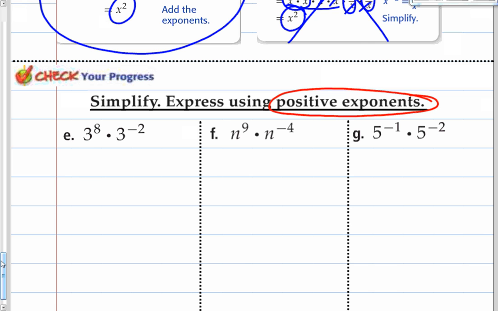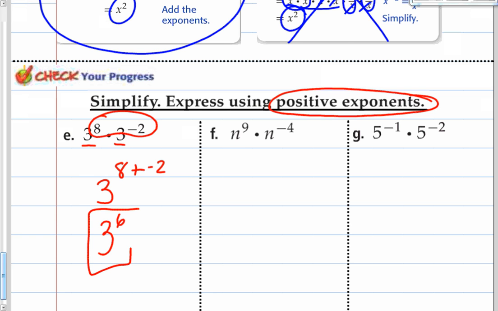Same rules apply. We have 3 to the 8th times 3 to the negative 2. Notice the bases are the same. Therefore, we can put one base, 3, and then take our 8 and add it with the negative 2, just like we did in the beginning. So 8 plus negative 2, I know that that is 6. 3 to the 6th power is our answer because, notice, that 6 is positive. We're good. Let's look at F.